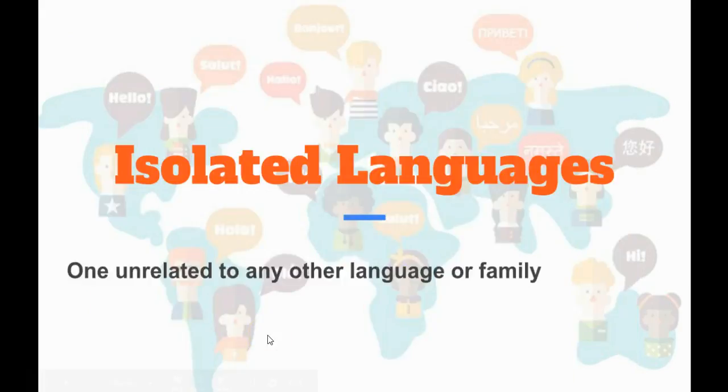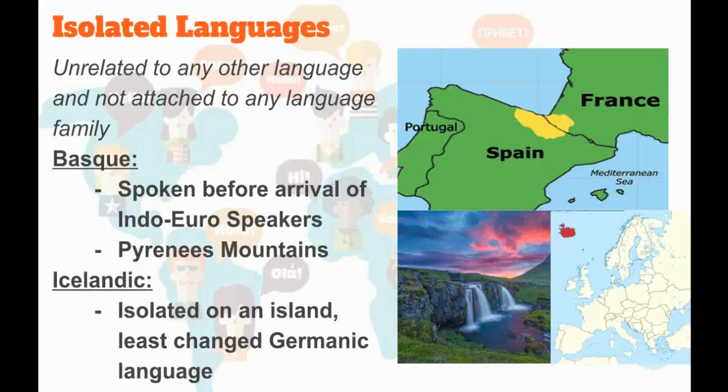Alright, so now moving on to isolated languages that are unrelated to any other family or language. One that we have is Basque. Basque is very similar to Catalonia in that they want a lot of independence or self-identification, mainly because they feel they are much different than the rest of Spain. And one reason that they are is because of the Basque language that they do speak.